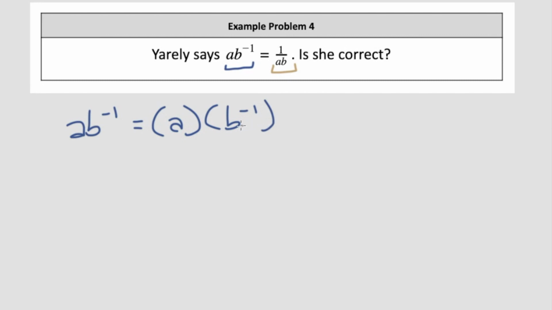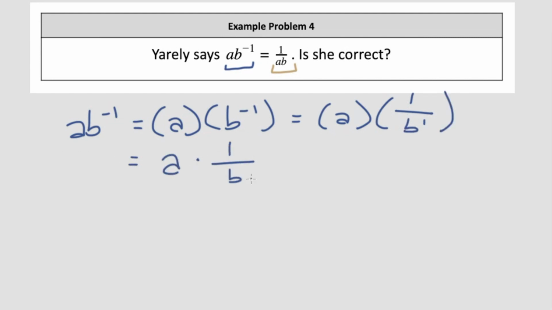So what do we have here? A times b to the power of negative 1. I'm going to put them in parentheses. That's just simply a times 1 over b to the power of 1, because that negative 1 applies to the b. That becomes a times 1 over b, which becomes a over b. The a becomes the numerator because you're multiplying a times 1.